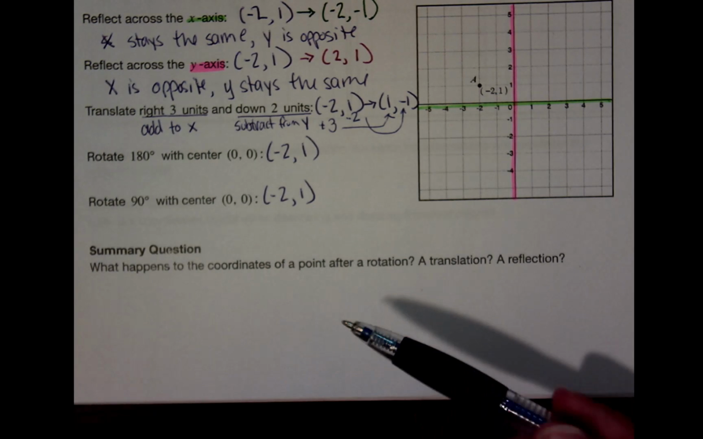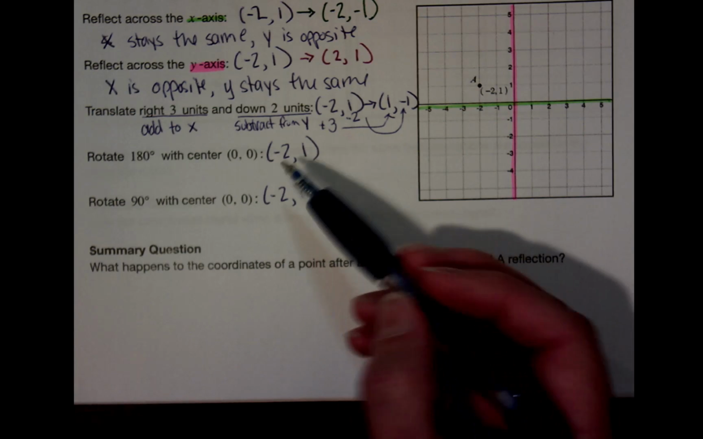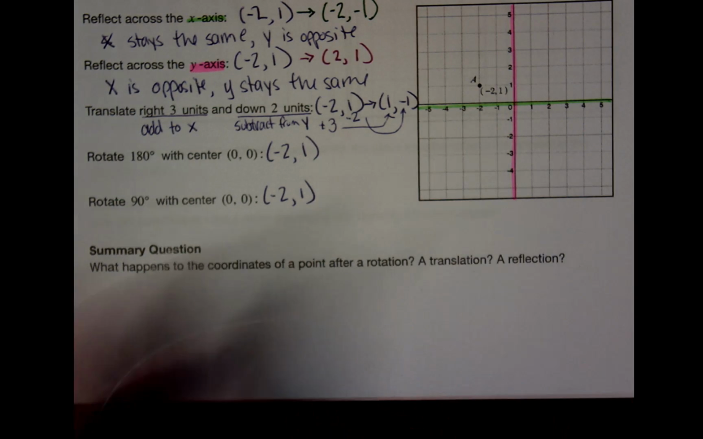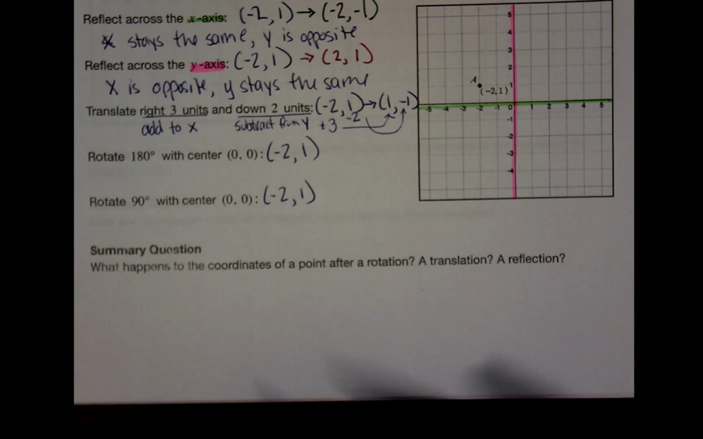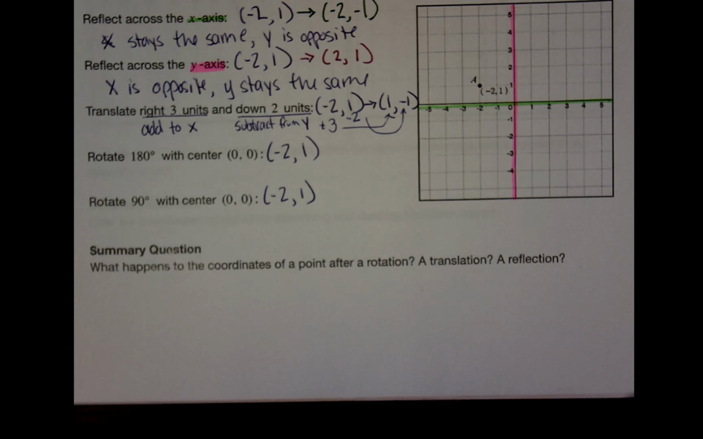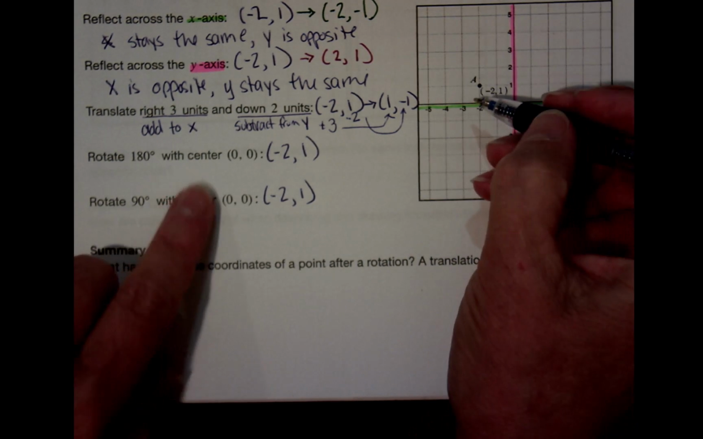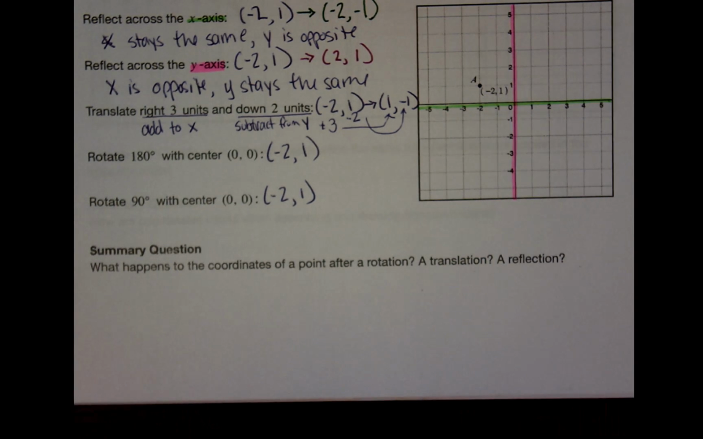Rotations, every rotation has a slightly different thing. You'll see the numbers, but it looks like they went through a sausage grinder. Let's take a look at these rotations, and we're not going to worry too much about coordinate rules for these, but I think you'll see that there is a relationship. So let's start with a rotation of 180 degrees with a center of 0, 0.